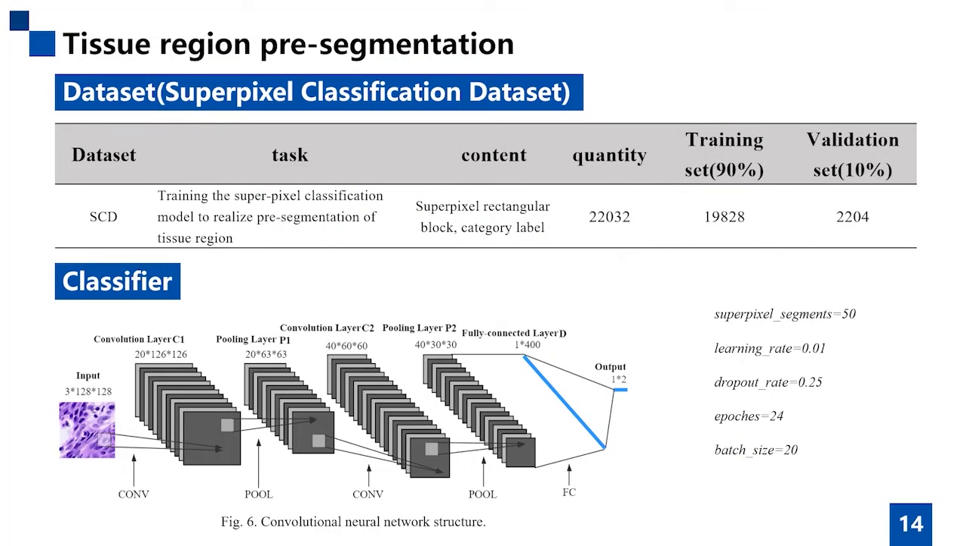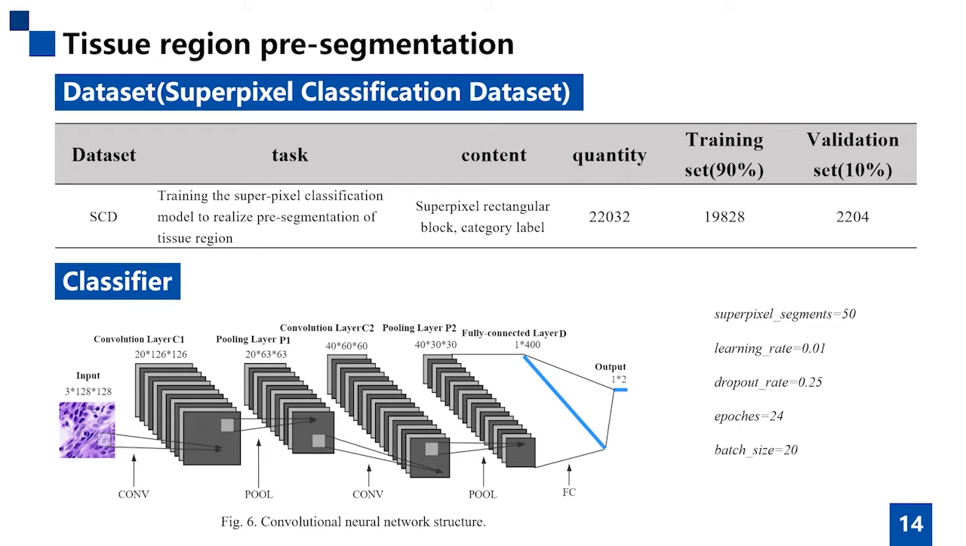The cervical histopathological image dataset is provided and authorized by the hospital. All personal information is withheld to protect patient privacy. Details of the pre-segmented dataset are shown in the table.